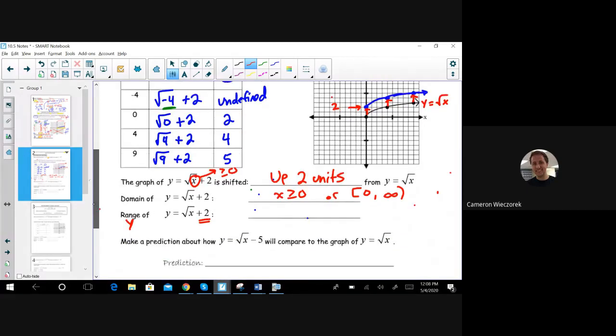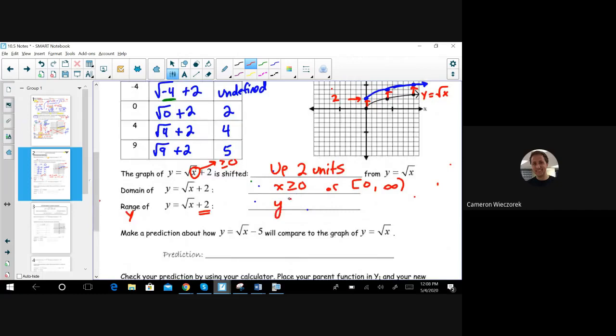So if it starts at 2 and goes up forever, I'm looking at all of the y values that are greater than or equal to 2. They never go below that level. And if you put that in interval notation, this would be bracket, since it's equal to 2, and then it goes up forever to infinity with a parenthesis. Okay. So adding a number to the outside or subtracting it is not going to affect the domain. It's only going to affect the range.